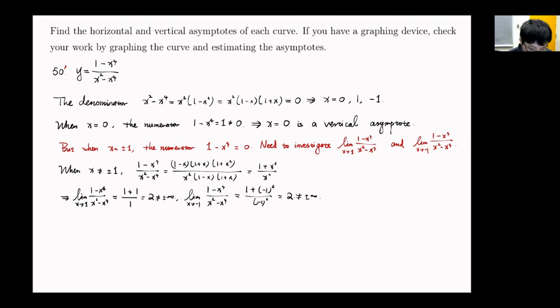The computation is very simple, so I will not go over the detail, but directly show you the result. Because when x is not plus or minus 1, we can factorize the numerator and the denominator into this form. The numerator is factorized as the product of 1 minus x, 1 plus x, and 1 plus x squared. The denominator is factored into the product x squared times 1 minus x times 1 plus x. You see that there are many common factors, and you can get rid of these common factors. What remains is 1 plus x squared divided by x squared.